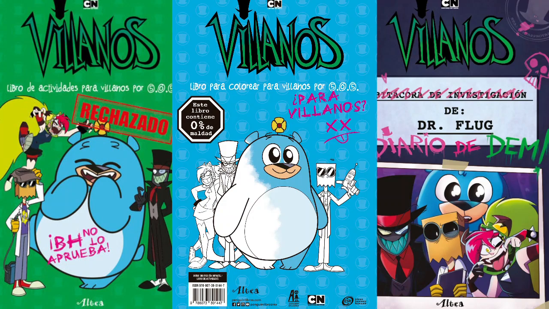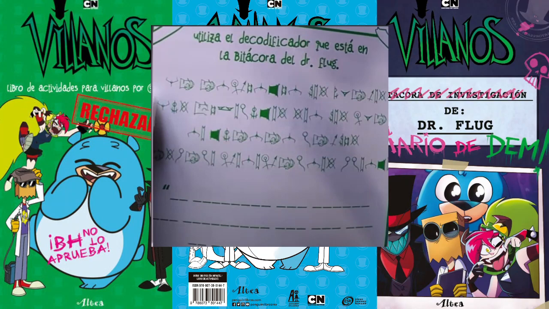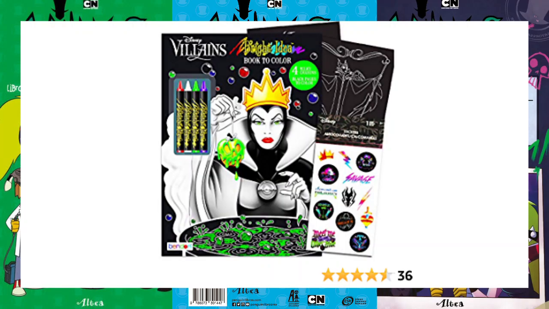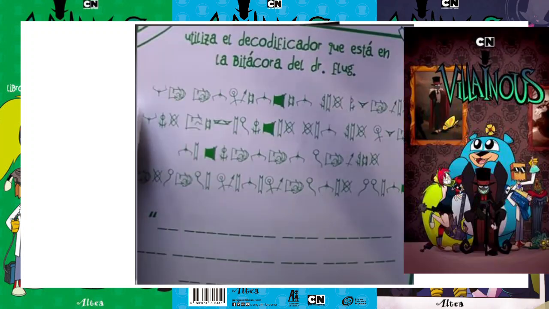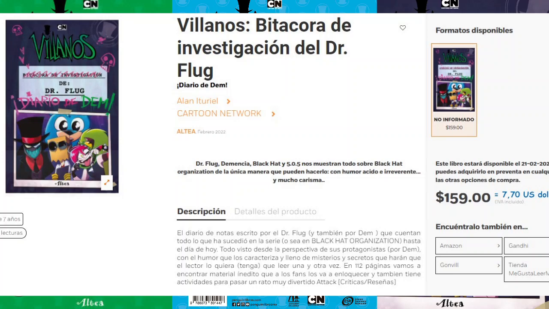The first one is the coloring book, and the coloring book has sort of a code, sort of secret ones. Some of you right now are thinking, wait, all coloring books have codes. Yes, but these codes are basically canon in the Villainous show. So yeah, it's a good idea to pick them up, but at the same time, sadly, they're only Mexican exclusive. So yeah, I can't have it in my hand.